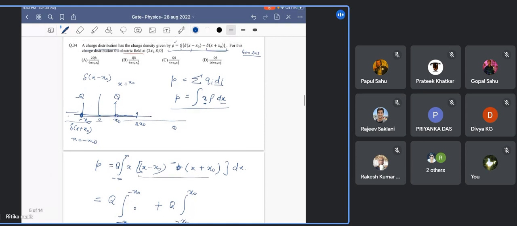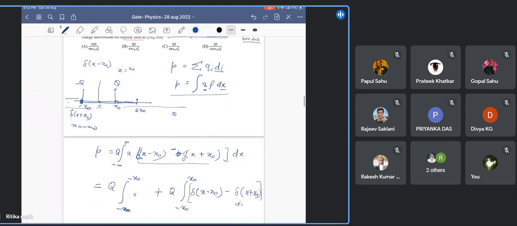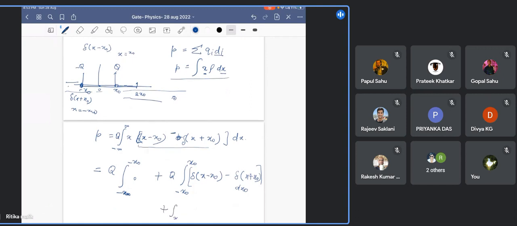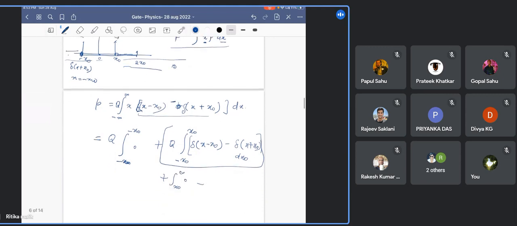So we have a charge from minus x naught to x naught as a delta function: delta x minus x naught minus delta x plus x naught. And outside, from x naught to infinity, again it is zero. So you can also write x naught to infinity is zero. So only this integral we are talking about.